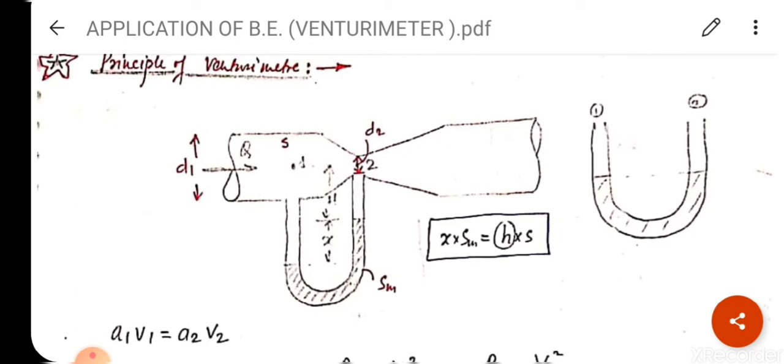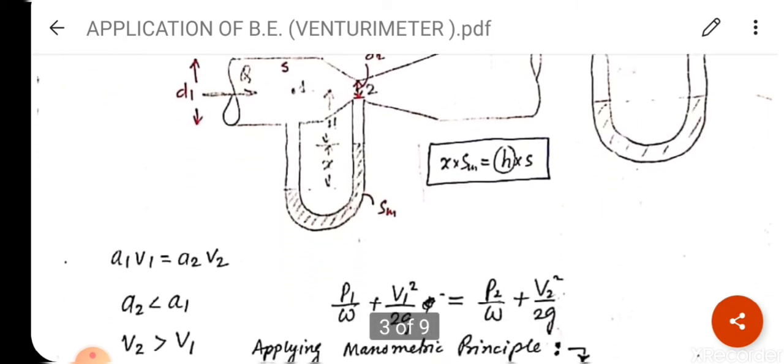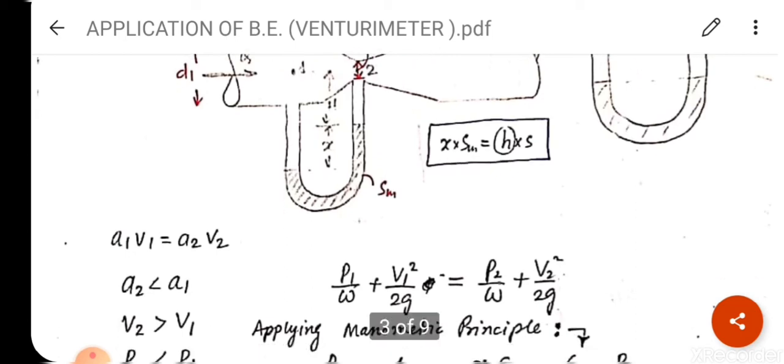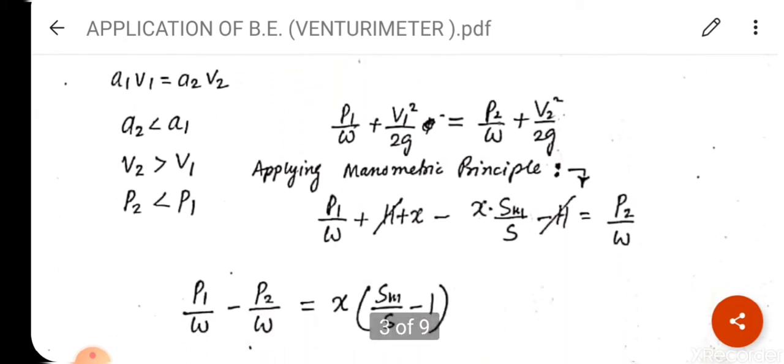So h will be representing water column and the relative density of water is nothing but S. So the equation is X into Sm in the rectangular block is equal to, in the bracket or circular part, small h into S. Now see the equation or simplification.